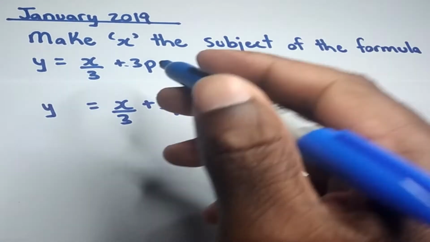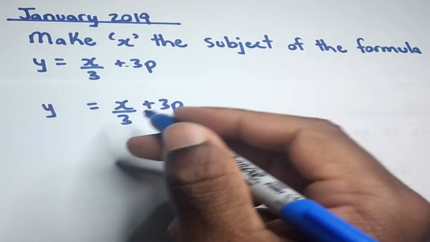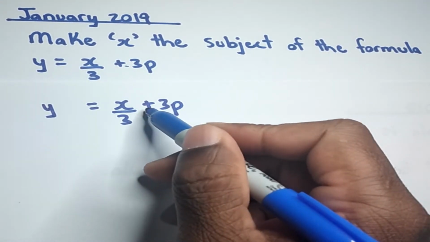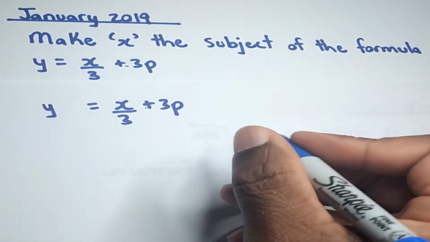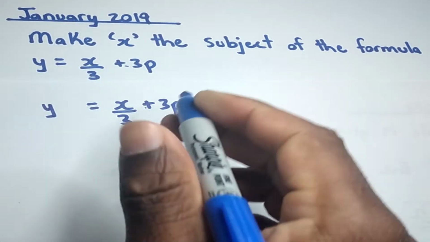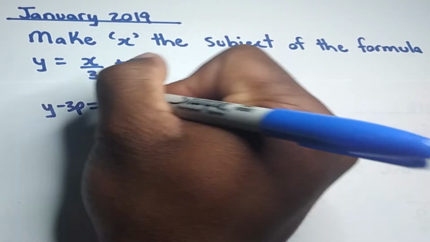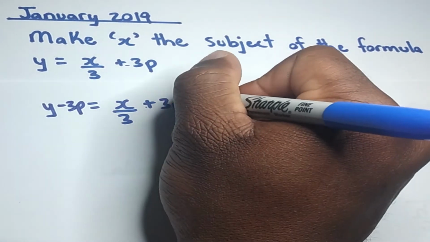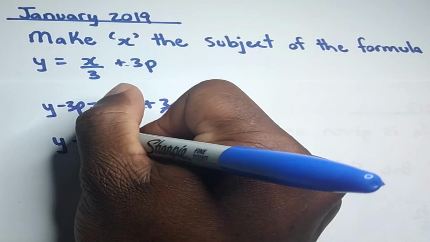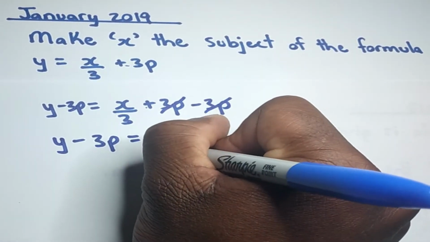Alright, so the first thing that we want to do is to get rid of this 3p right here. And as always, to get rid of anything, we need to do the opposite of the operation that is taking place. So what is the opposite of a positive 3p? The opposite of that would have been minus 3p. And if we minus 3p on that side, we are required to do the same thing on this side. So 3p minus 3p will cancel out, and we'll be left with y minus 3p on this side is equal to x over 3.